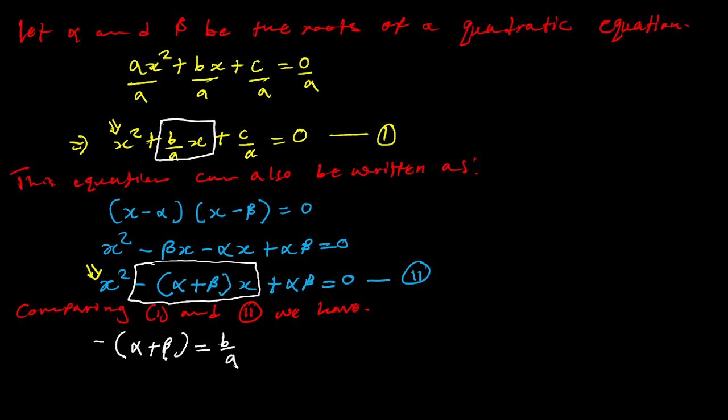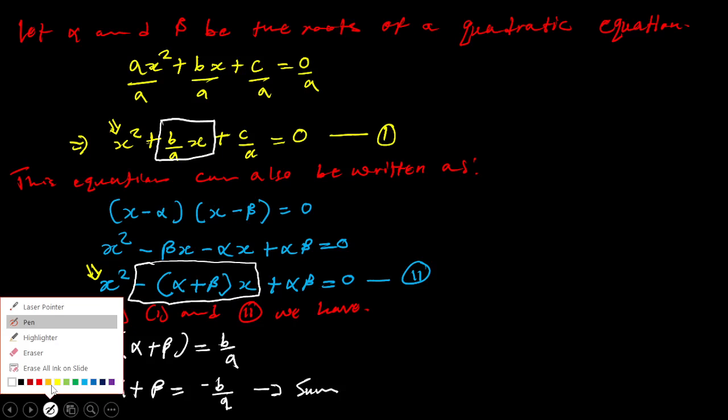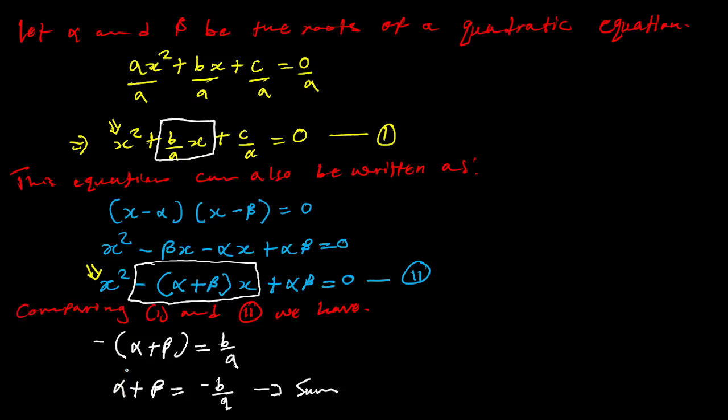So if you multiply throughout by a negative, or you divide throughout by a negative, you're going to have alpha plus beta is simply equal to negative b over a. So with this information, because this is addition, this is known as the sum of that particular quadratic equation.